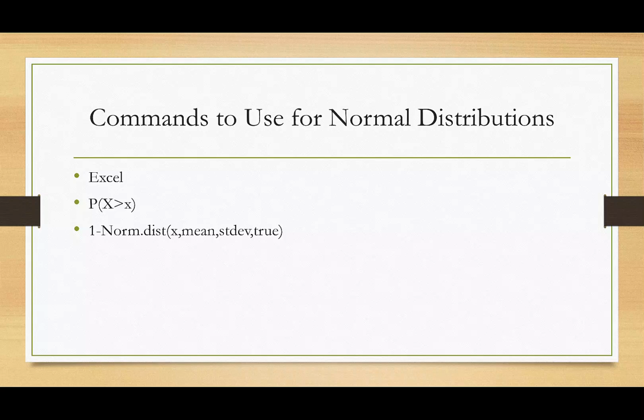When we want the probability that x is between two different values, say x1 and x2, then we find norm.dist of x1, the larger value, with the mean, standard deviation, and true. Then we subtract norm.dist of x2, the mean, standard deviation, and then true. Let me show you what I mean by going to Excel.